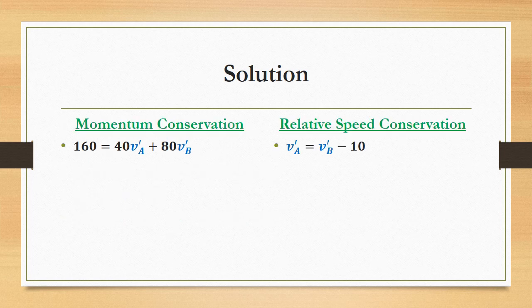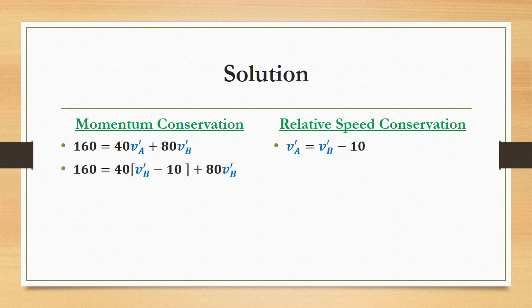The two equations I just showed on the last slide side by side so we can refer to them easily: momentum conservation and then relative speed conservation. I've just chosen to solve arbitrarily for v prime a, but again, you can do it either way, it doesn't matter. So what am I going to do? I'm going to take this expression for v prime a, v prime b minus 10, I'm going to plug that in for v prime a here in my momentum conservation.